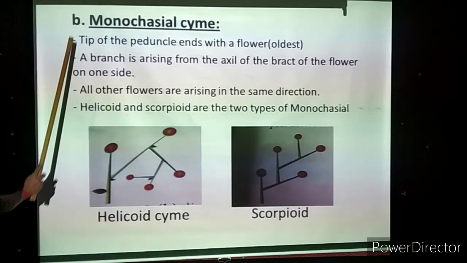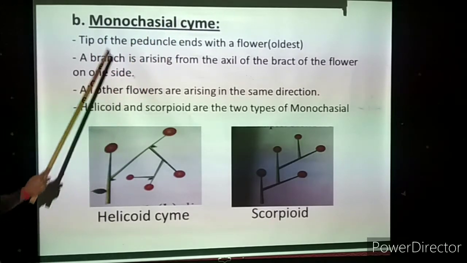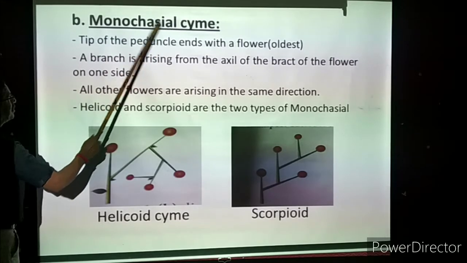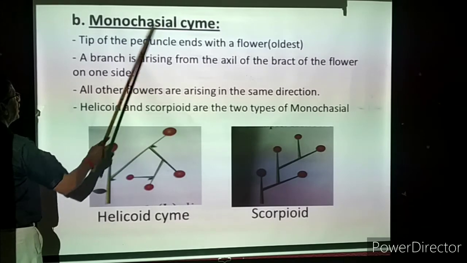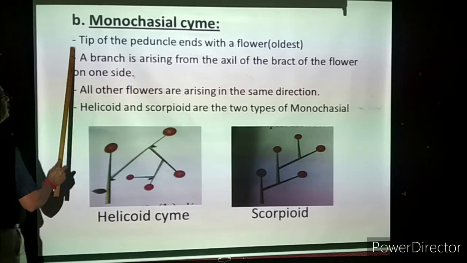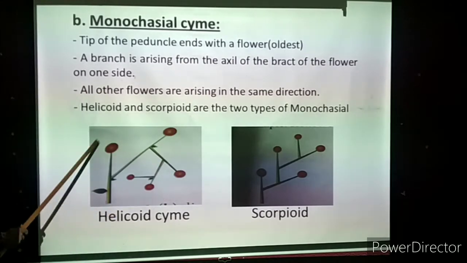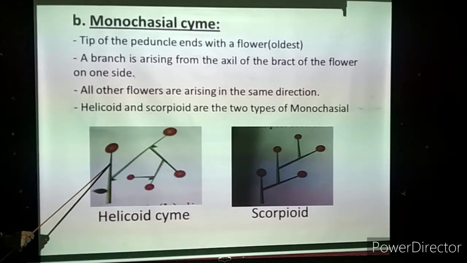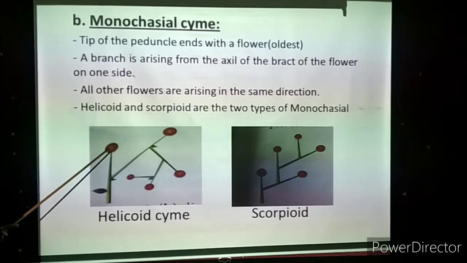Now in the cymose inflorescence, the second type we are going to see is monochasial cyme. Mono means single, chasial means branching, C-H-A-S-I-A-L. We have to pronounce it as chasial cyme, monochasial cyme. The tip of the peduncle ends with a flower. That flower will be the oldest flower. Now I will take this example. This is the peduncle. It is growing up to a certain height. After that the growth is stopped because it is having determinate growth. After that one flower will be formed. This is the first formed flower. We can call it, in the whole inflorescence, the oldest flower.